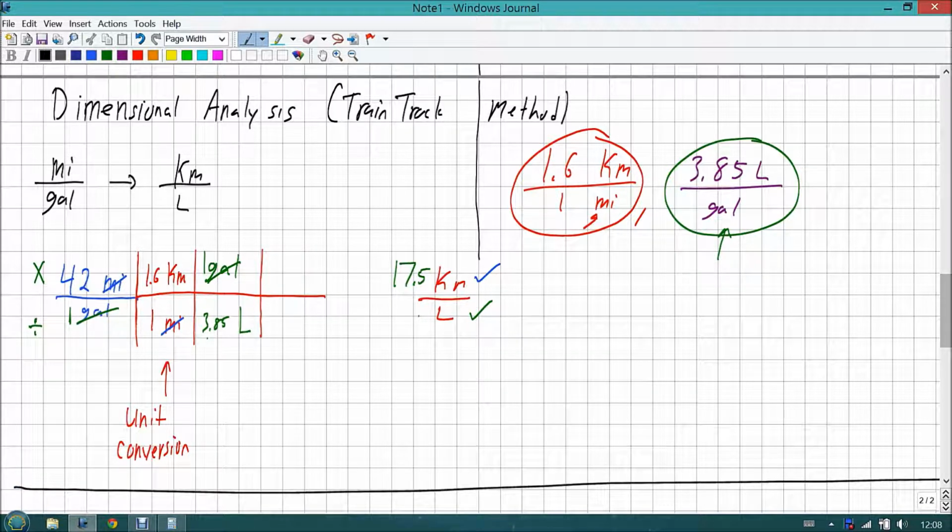So when we're going through, let's go ahead and erase our units here so we can see it a little bit better. After I've made sure that my units work out, I'm just looking at the numbers. And I start with the top left. I divide when I go down, and then I multiply when I go up. So I divide by 1, multiply by 1.6. Divide by 1, multiply by 1. Divide by 3.85, and I'm done. That's as far as I need to go. So multiply across the top, divide across the bottom.